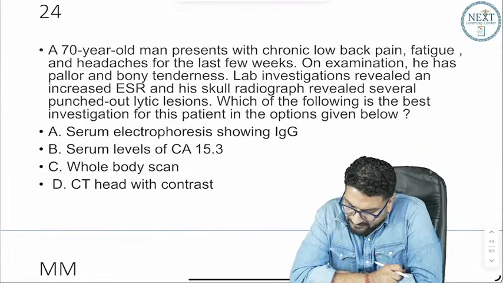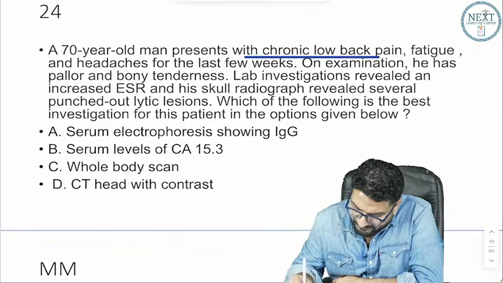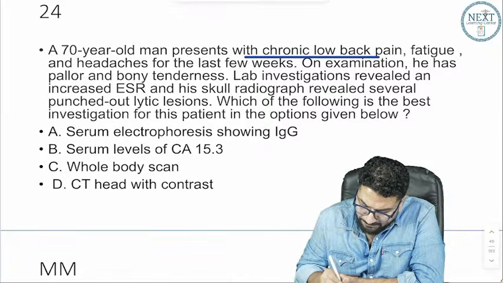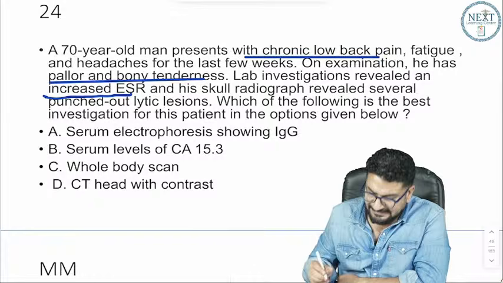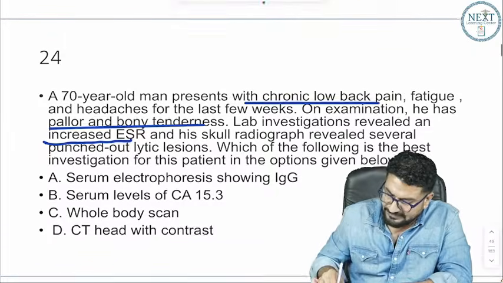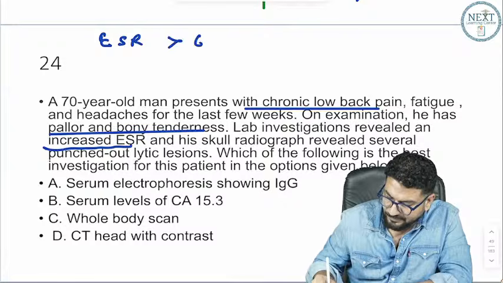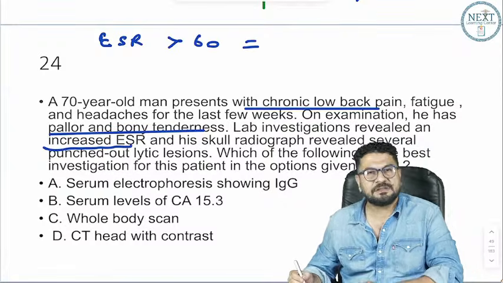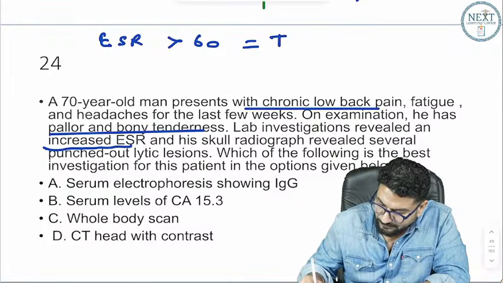A 70-year-old man presents with chronic low back pain, fatigue and headache for the last few weeks. Pallor and bony tenderness. ESR. Now see, ESR in the question is the biggest hint. Suppose you see in any MCQ an ESR value more than 60, just remember the rule of 60: a 60-year-old female with ESR more than 60, then think of temporal arteritis.